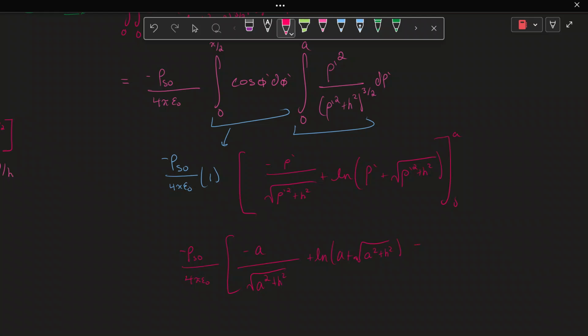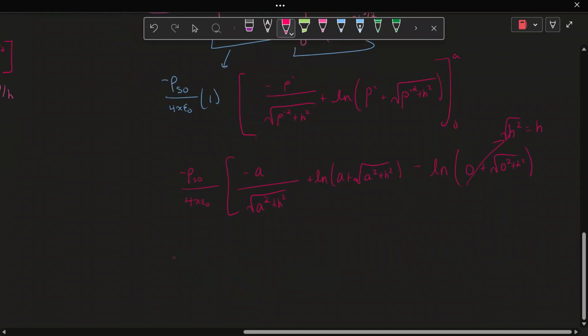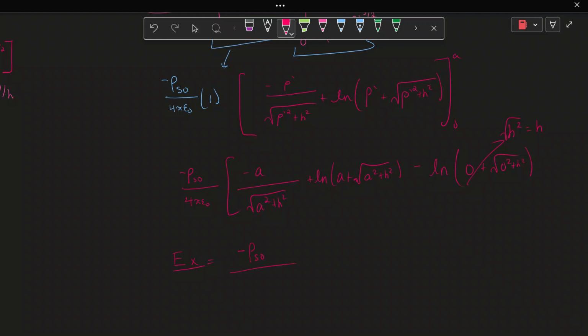Minus, we cannot forget this, minus, well, when you plug in a 0 for rho prime, you get 0 plus, so we're going to say minus natural log of 0 plus the square root of 0 squared plus h squared. What does that all become? Well, this all inside becomes h, the square root of h squared, which is h. So now what we have is the electric field in the x component is equal to negative rho s naught divided by 4 pi. Again, this is very long, so I'm just going to write this out.